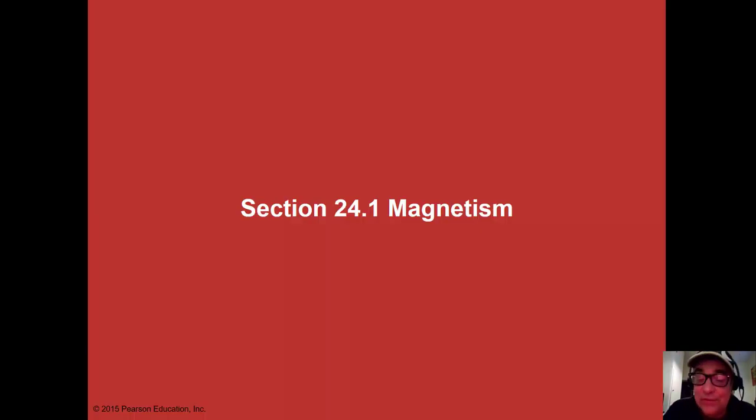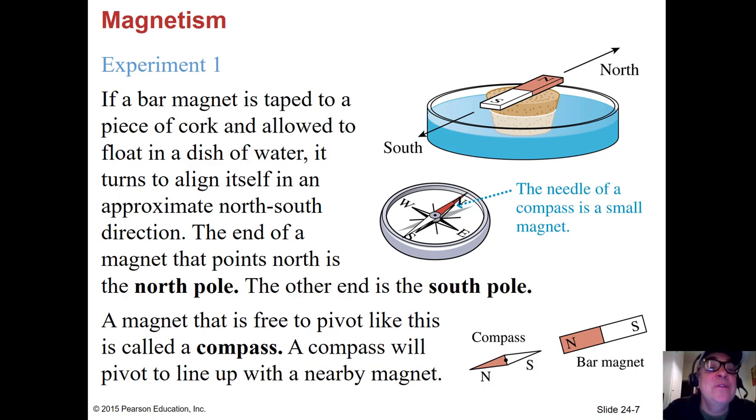Okay, so the first section is on magnetism here. So here's a couple of experiments that we're going to take a look at. Experiment 1. If a bar magnet is taped to a piece of cork, and you see the north side and the south side of the magnet there, and it's allowed to float in a dish of water, it turns itself to align in approximate north-south direction. Not completely, but pretty close.